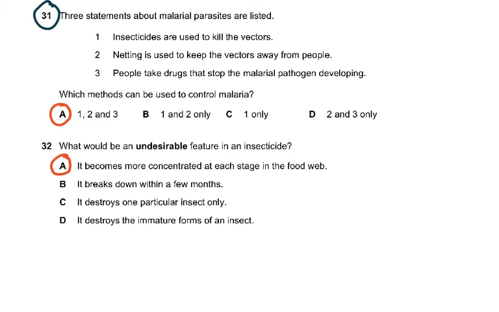Then question 31. Three statements about malarial parasites are listed. Number one, insecticides are used to kill the vectors. Number two, netting is used to keep the vectors away from people. Number three, people take drugs that stop the malarial pathogen developing. Which methods can be used to control malaria? So it was all three of these.